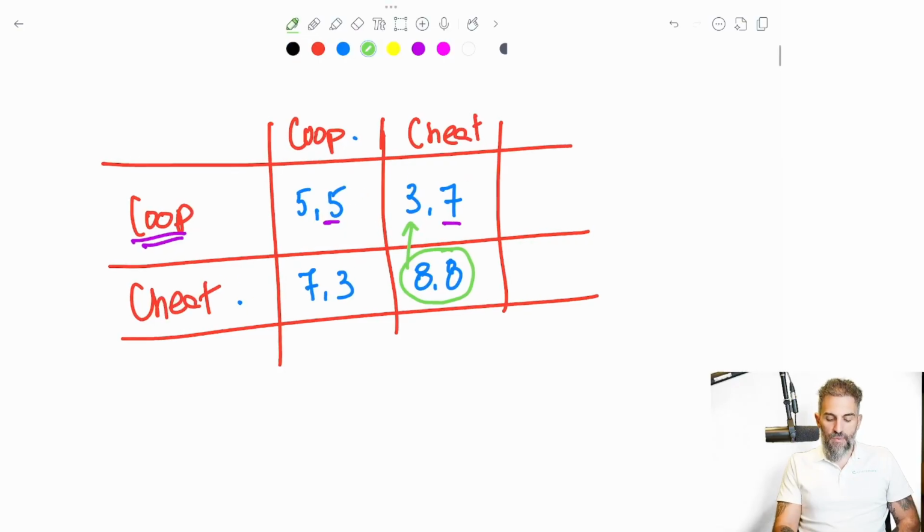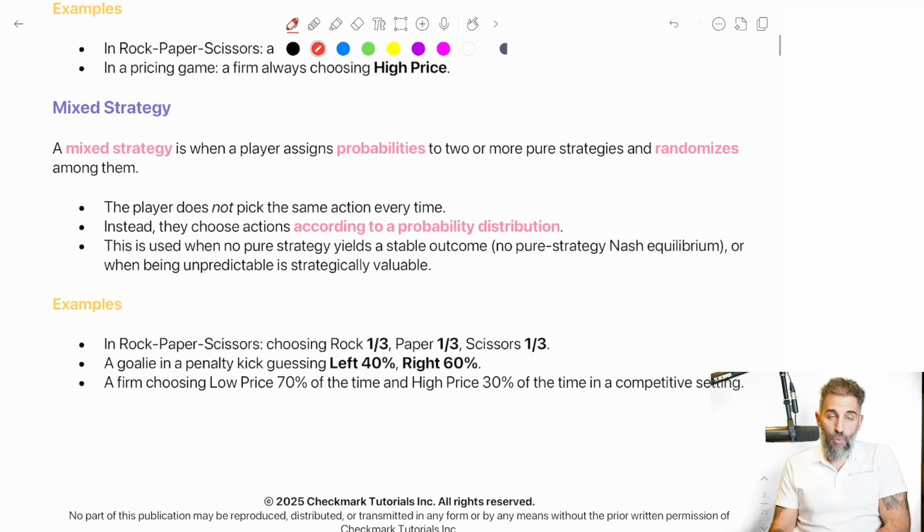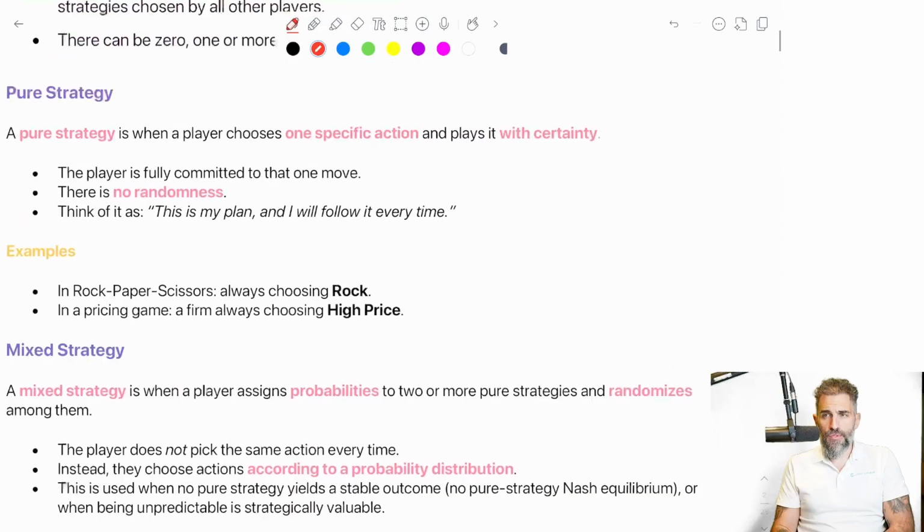If I decided that I was going to cooperate, my profits would go down. And so this is what a Nash equilibrium is. You can have one, but it's also possible to have many Nash equilibria in the same problem, right? It really all depends on your numbers.